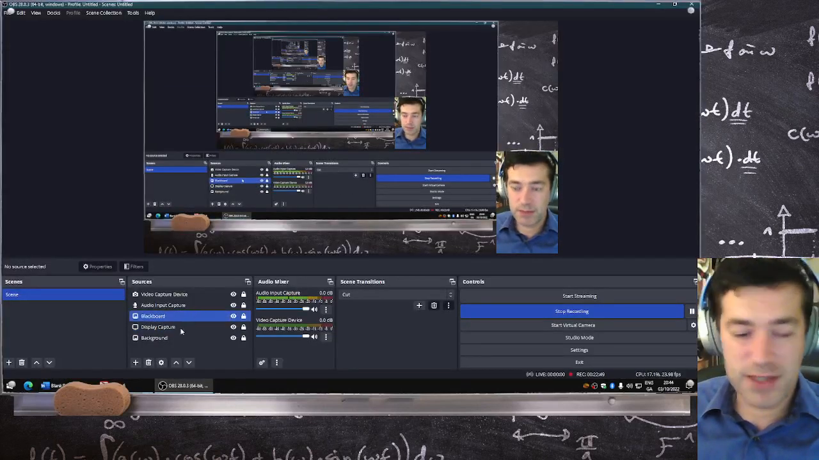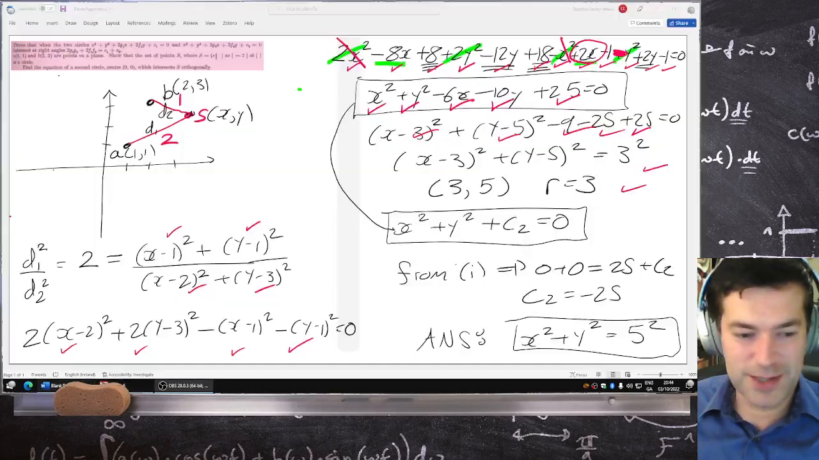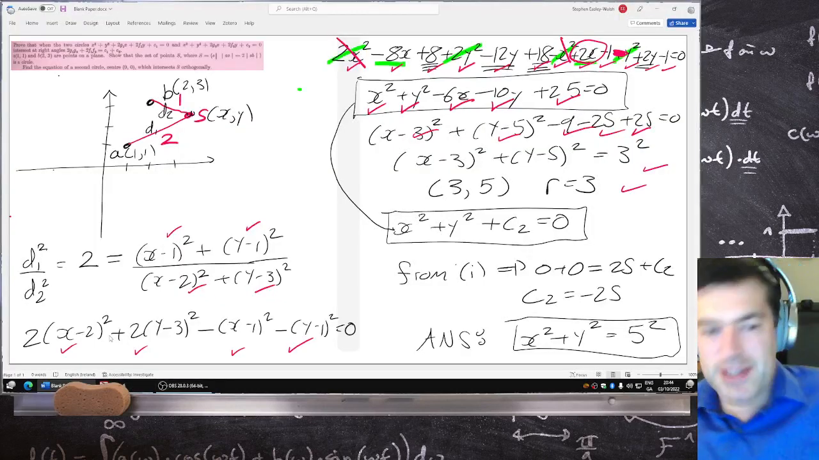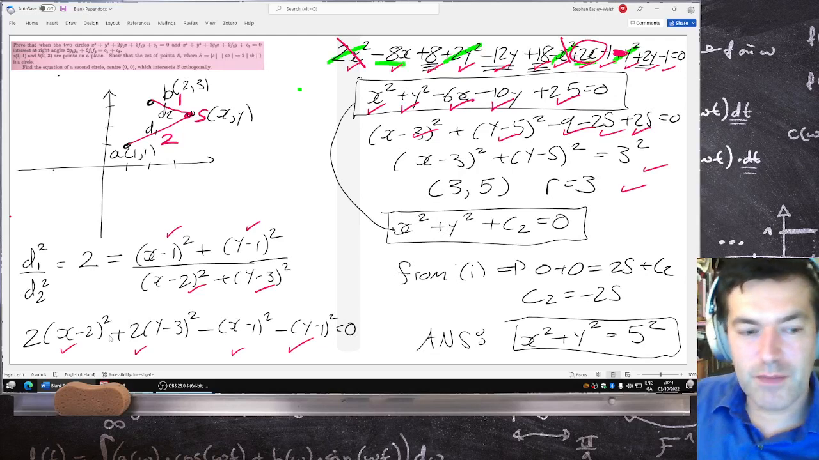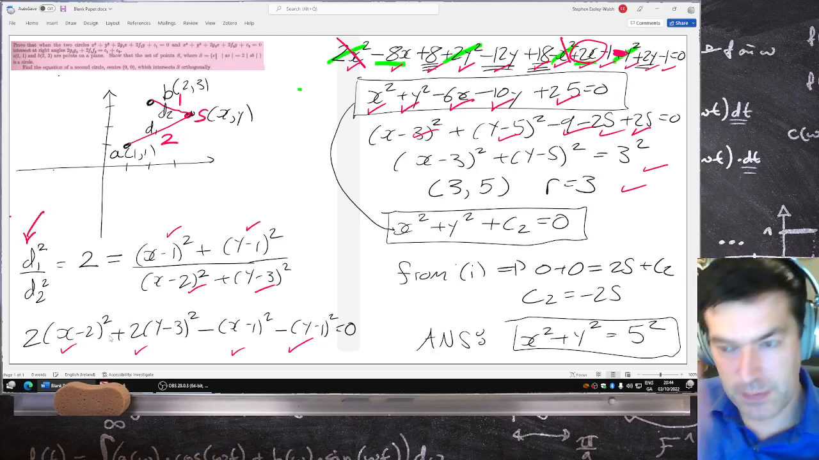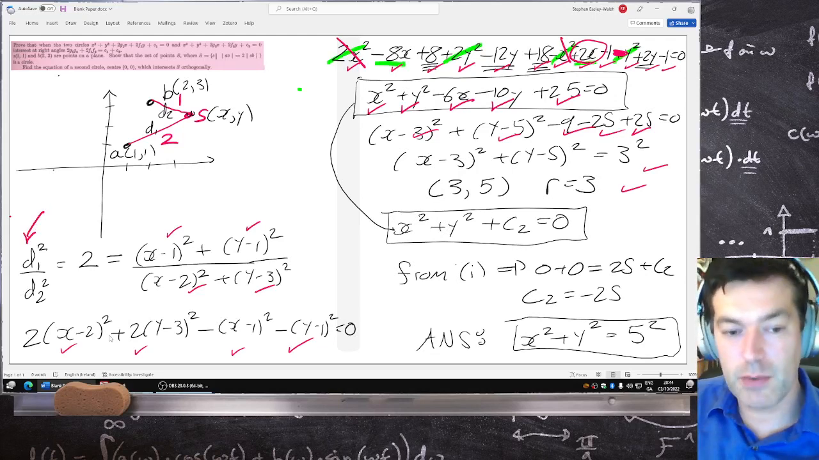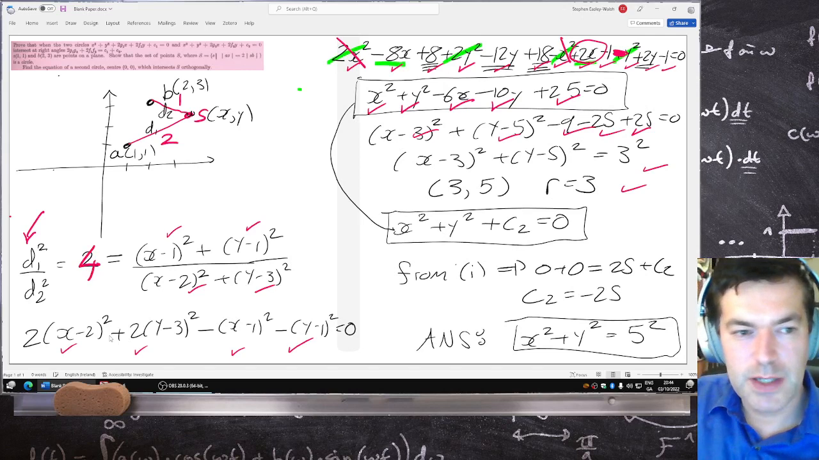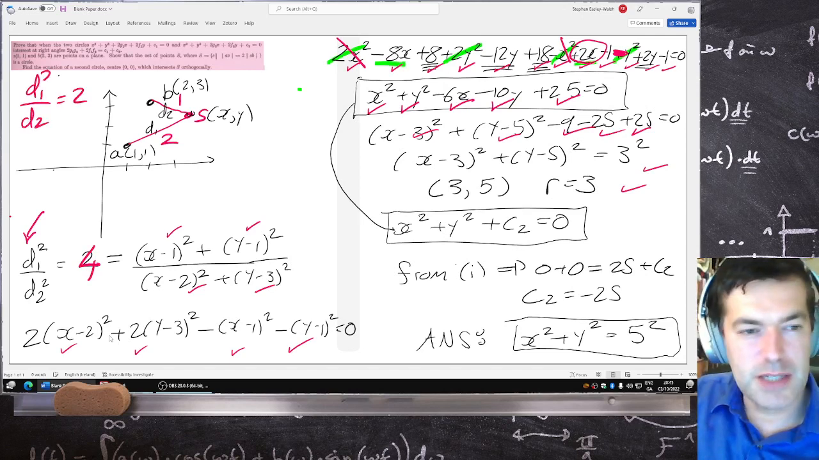Yes, I found my mistake. I only have to pause it for a few seconds. So, this is my mistake. Here, I thought I was being clever by removing the square root and only looking at the squares. The problem is the ratio is not 2, it's 4. So d1 over d2 is 2. But d1 squared over d2 squared is 2 squared, which is 4.